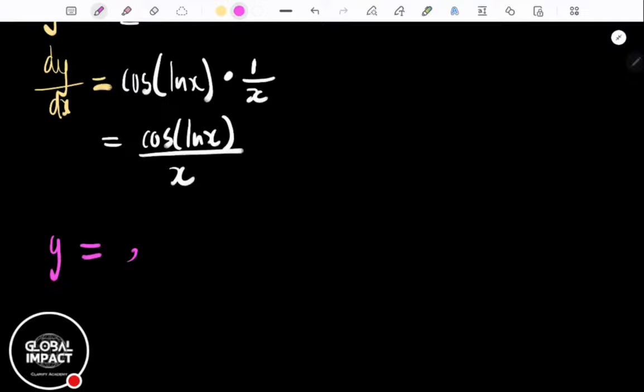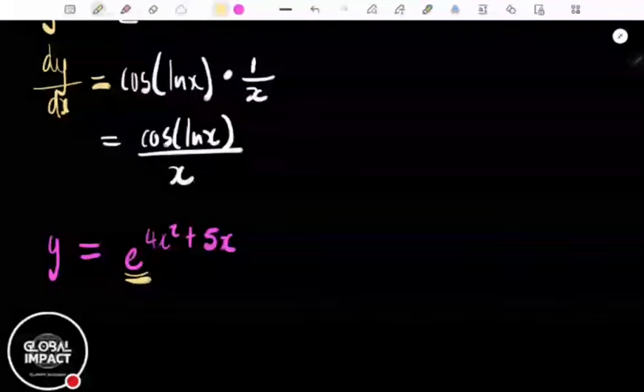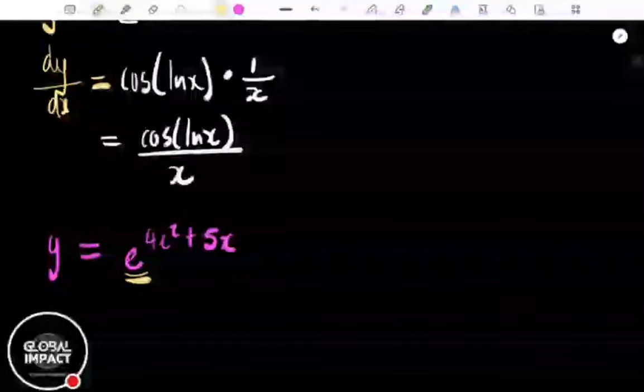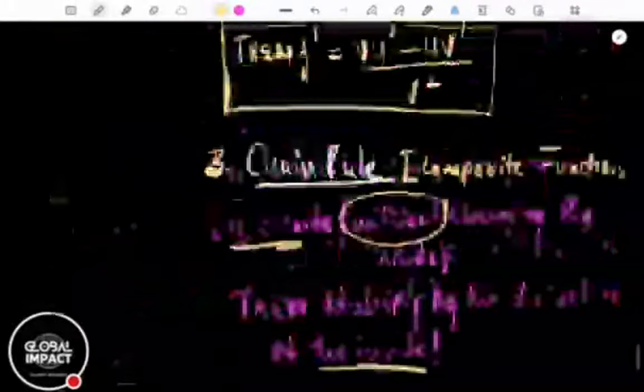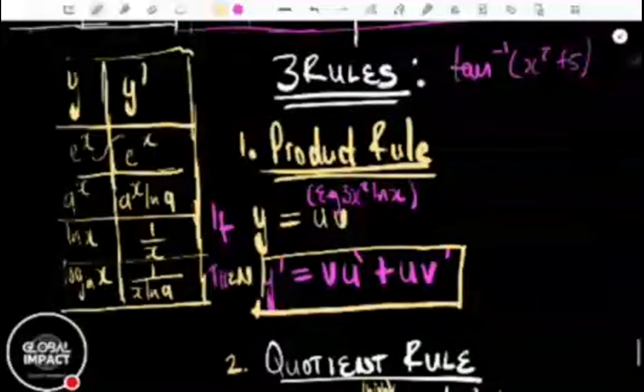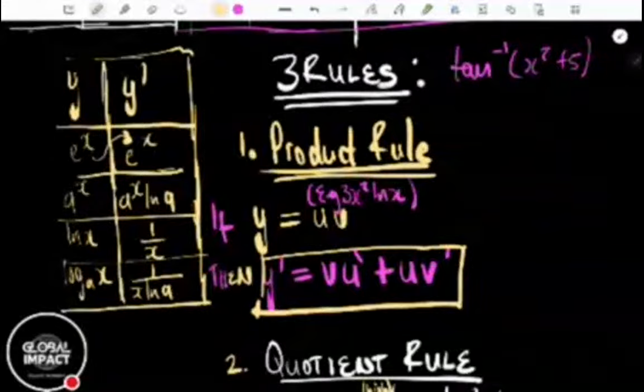Let's start with e to the 4x squared plus 5x, and we want to get the derivative. You start with e, that's the outside. You go to the table. What is the derivative of e to the x? It is e to the x. So it comes back as it is.